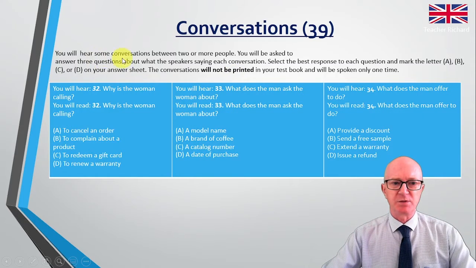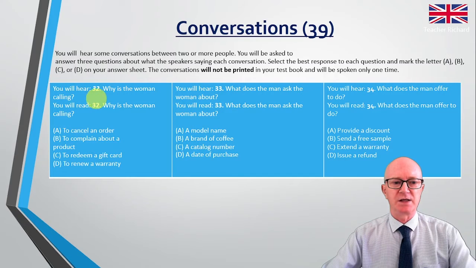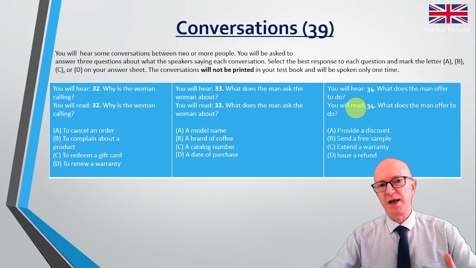So you'll hear some conversations between two or more people, and then there'll be 3 questions that follow. Like this: why is the woman calling? You have to select the answer from the audio. The next one, 33, what does the man ask the woman about? 34, what does the man offer to do? So 1 conversation, 3 questions.